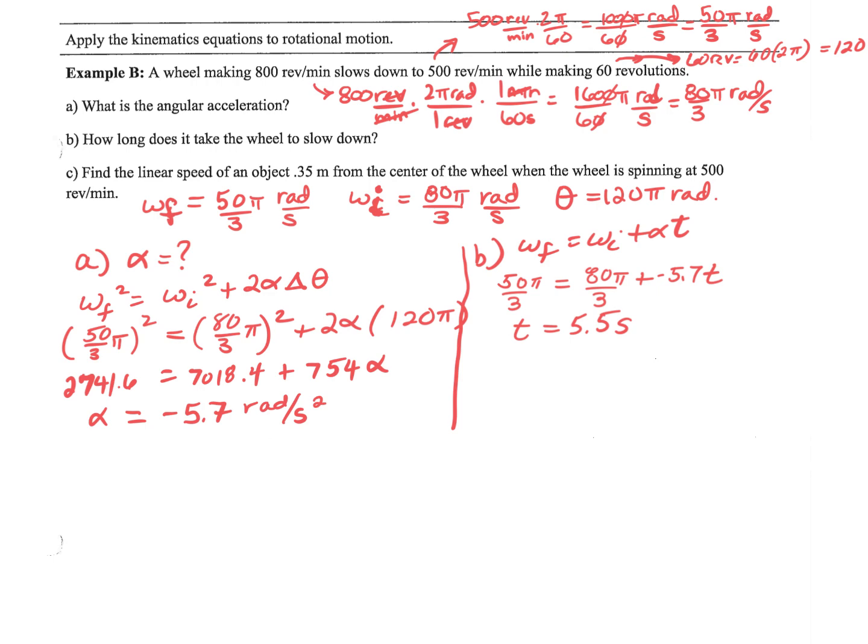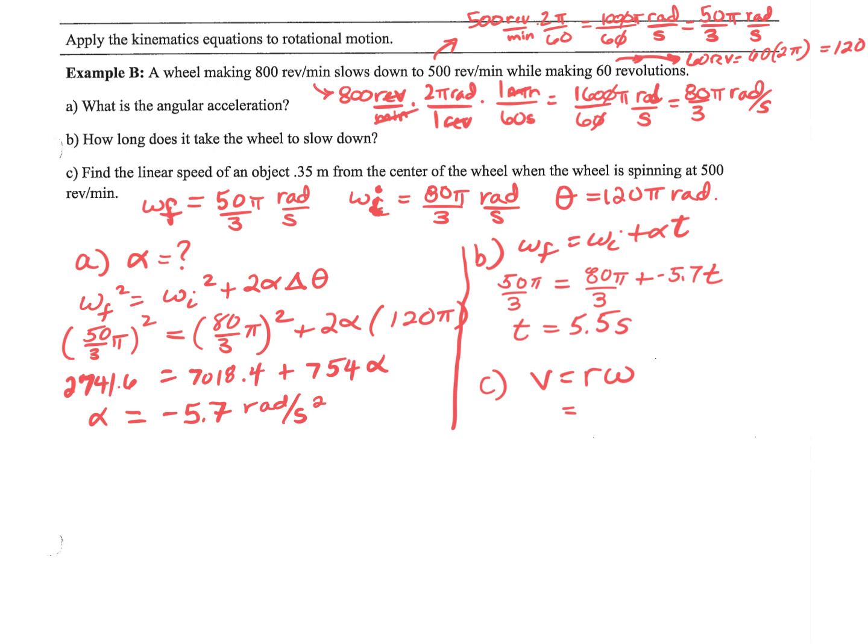And then C says find the linear speed of an object that's 0.35 meters from the center of the wheel that's spinning at 500 revolutions per minute. So you get omega to 500. We already changed some of those. It's just r omega, right? That's omega final. It's 500. It started at 800 and slowed down to 500.